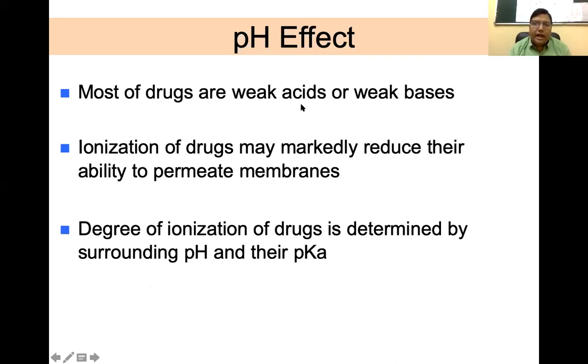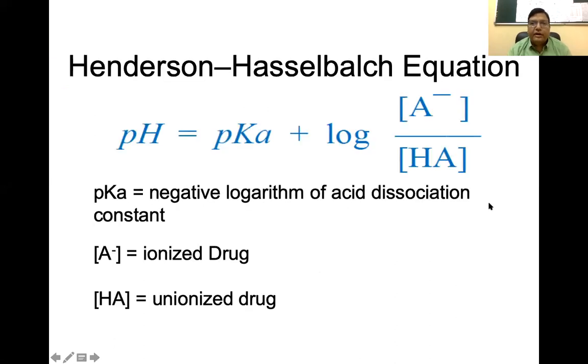Weak acids are more ionized in the basic media, and the vice versa is for the weak bases. Weak bases are more ionized in the acidic media. So one equation is very important: pH is equal to pKa plus log of the ionized divided by the unionized drug. This pKa is the negative log of the acid dissociation constant, and based on this equation we derive very important factors which influence the absorption of the drug.